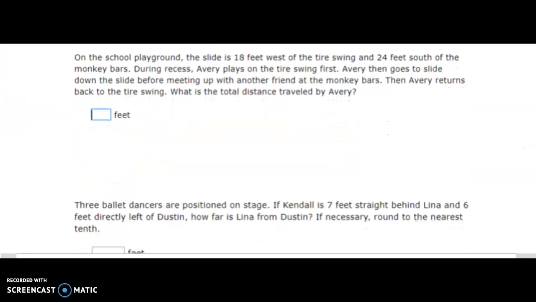On the school playground, spend most of my days playing some people outside of school. No, just kidding.